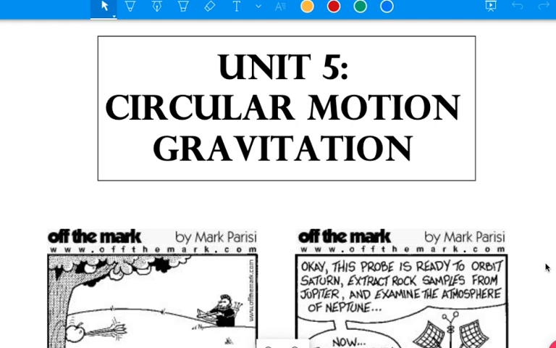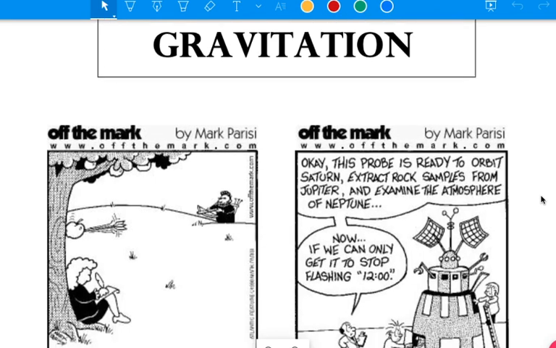Starting off, we are going to spend the next couple of weeks talking about circular motion and this concept that we're all familiar with, gravity. But we're going to look at it with a little bit more detail and scrutiny and focus in on how and why gravity really exists at a basic level anyways.